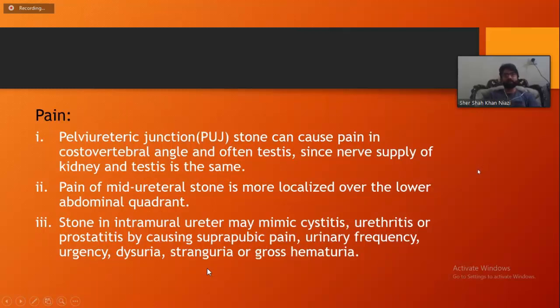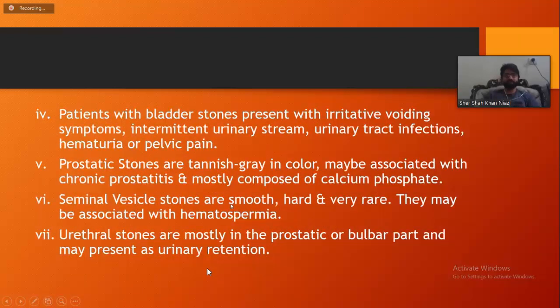Patients with bladder stones present with irritative bladder symptoms, intermittent urinary stream, urinary tract infections, hematuria, or pelvic pain. Prostatic stones are tannish gray in color, may be associated with chronic prostatitis, and are mostly composed of calcium phosphate, and surgeons mostly come across these types of stones while operating. Seminal vesicle stones are smooth, hard, and very rare. They may be associated with hernia. Urethral stones are mostly in the prostatic or pelvic part and may present as urinary retention.